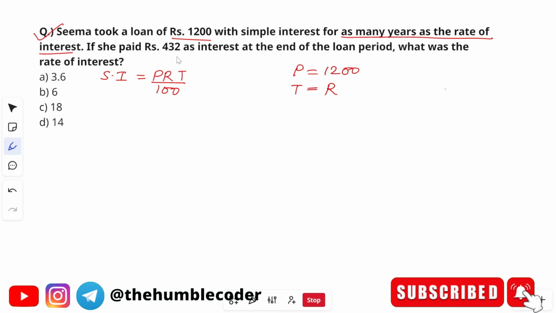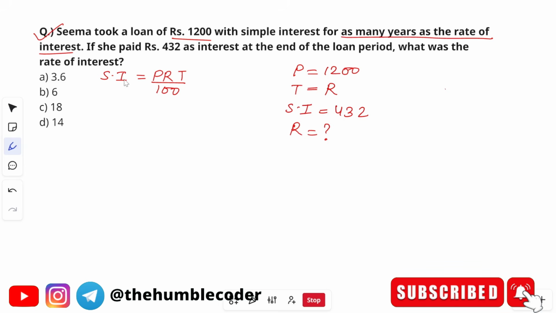If she paid rupees 432 as the interest at the end of loan period, which means the simple interest value that we have in the question given to us is 432. What was the rate of interest? Rate of interest means we have to find out the R value in this case. Let's substitute all these values in the given formula and let's try to find out the solution.